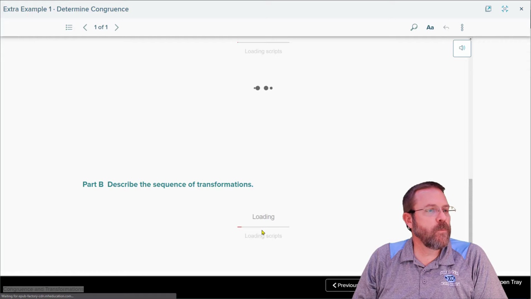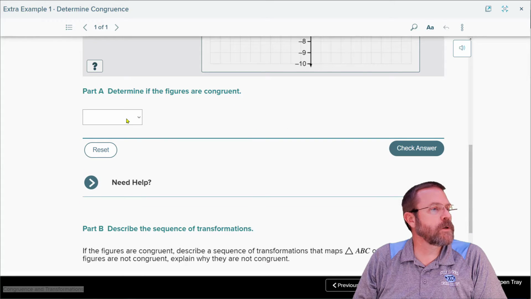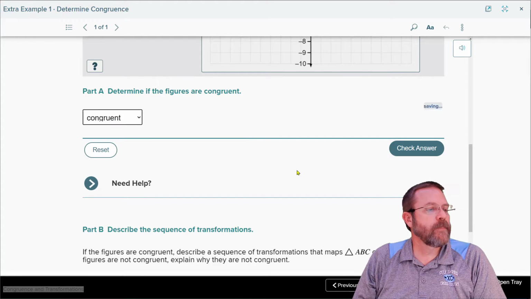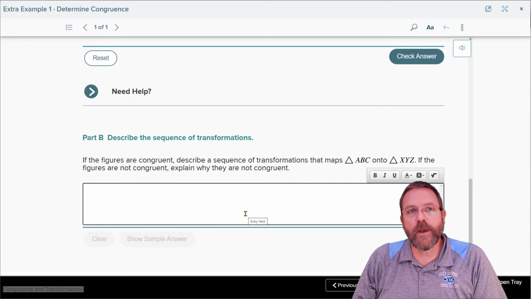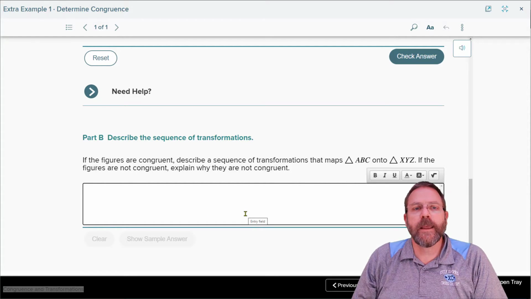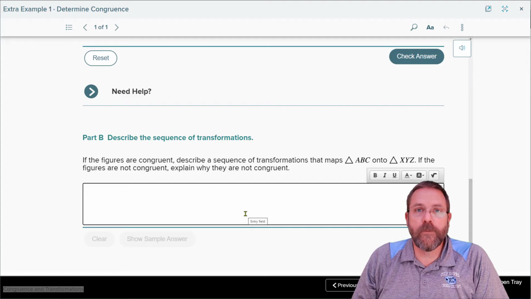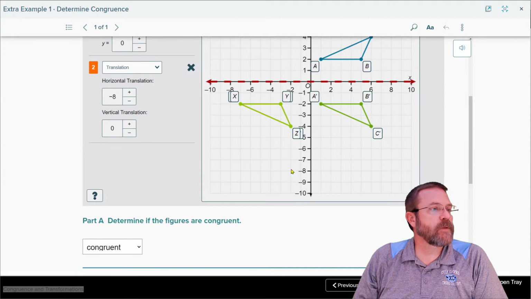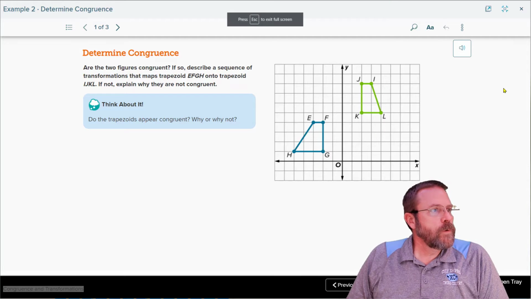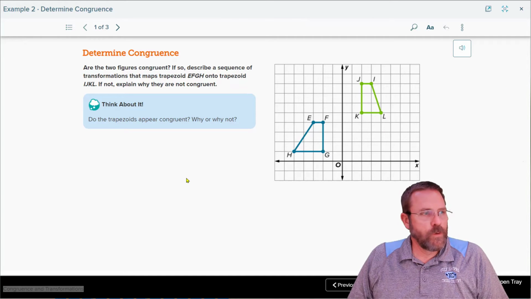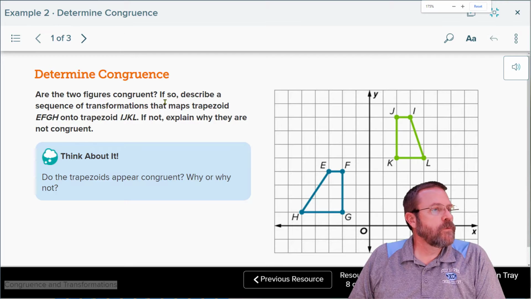So because of that, we can finish answering the question here. Are they congruent? Yes, they are congruent. And then you could even write a nice statement about the transformations that took place, saying that you reflected it across the x-axis, and then you translated it 8 units, I believe it was, to the left-hand side. Yep, that's all there is to doing these.